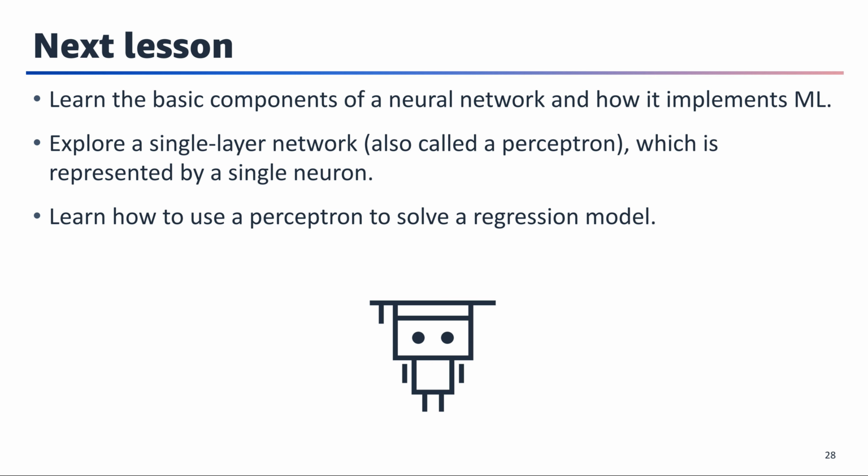In the next lesson, you will learn the basic components of neural network and how it implements ML. We will explore a single-layer network called a perceptron, which is represented by a single neuron. Then, we will cover how to use a perceptron to solve a regression model.